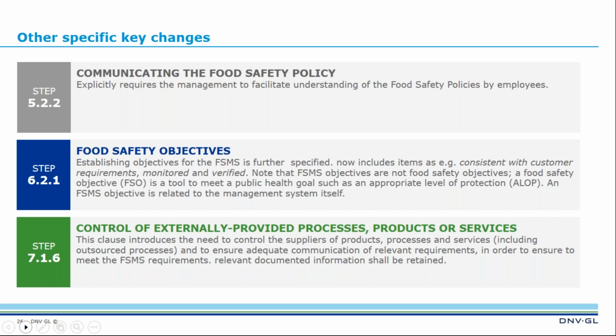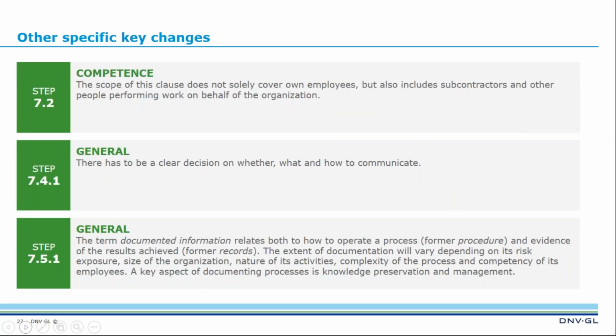So this particular aspect of control of externally provided processes, products, or services, we are looking into those services, products, or processes which you outsource to a third party and which can actually impact the food safety of your product. In terms of competency, in clause 7.2, the new standard further explains that we are not only looking into competency of your own employees, but the organization also has to include your subcontractor or any other personnel whom you engage to perform the job on behalf of your organization. This is in fact explained more clearly in the new standard.